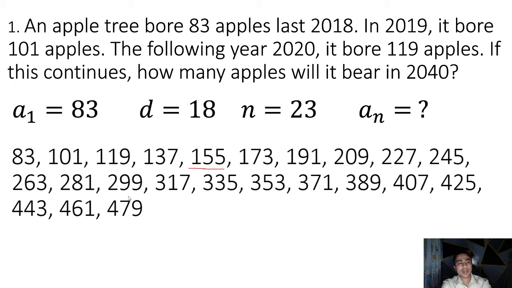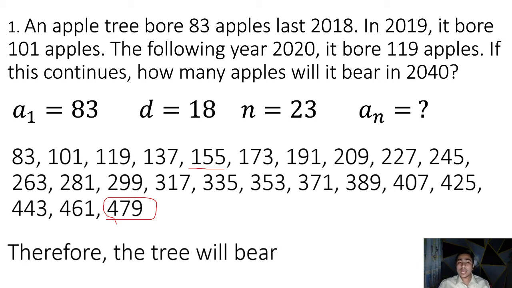So, kung binano natin, 83 plus 18, hanggang umabot tayo ng 23rd term, which is 479. Therefore, the answer to this problem is the tree will bear 479 apples in 2040. Ang pinakasagot is 479 apples. Hindi lang 479. Because the question is how many apples. So this time, kailangan may unit na lagi yung sagot natin. Okay? So ang haba, no? Kapag nag-add tayo ng mano-mano.